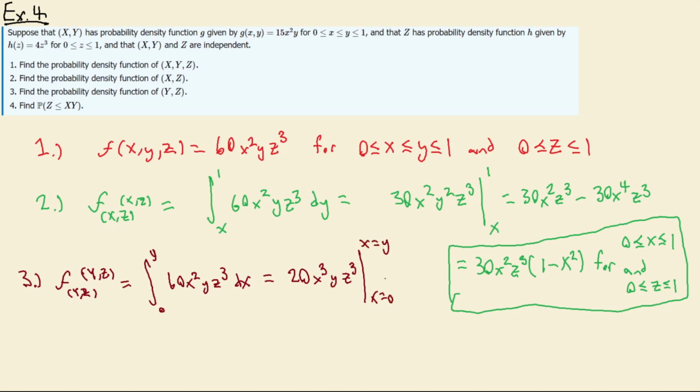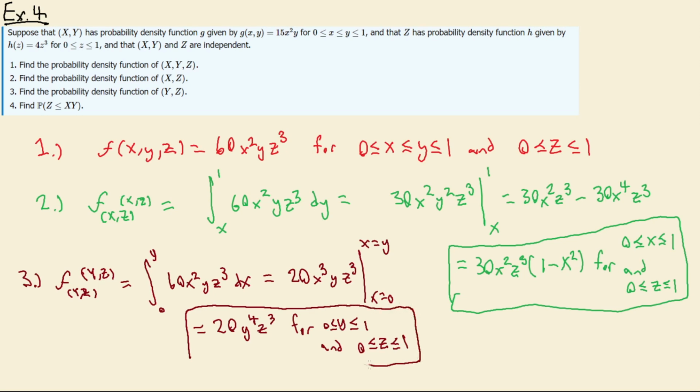When x is 0, this whole expression goes to 0. And so we get 20 y to the fourth z cubed. And let's see here, what's the range for our y and z values? Y is going to range here from x to 1, but x is lower bounded by 0, so we have 0 less than or equal to y less than or equal to 1. And where does z go to? Z once again is just bounded by 0 and 1, so z is on the interval from 0 to 1. And so this is going to be our marginal probability density function for yz from our joint probability distribution.